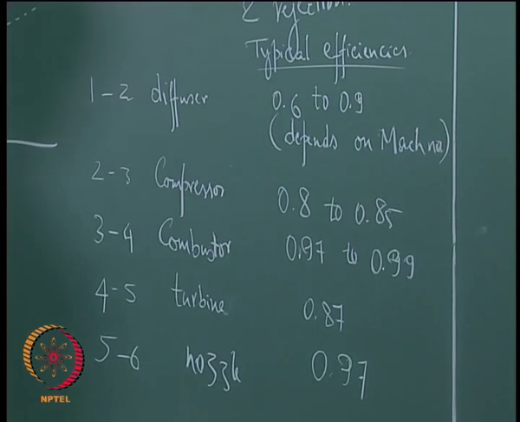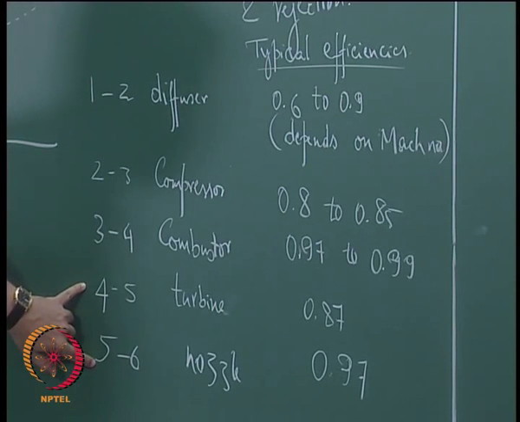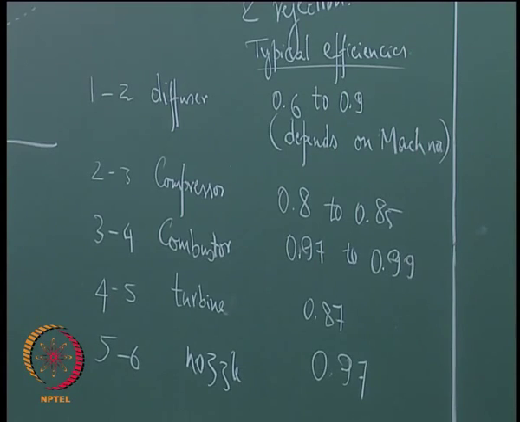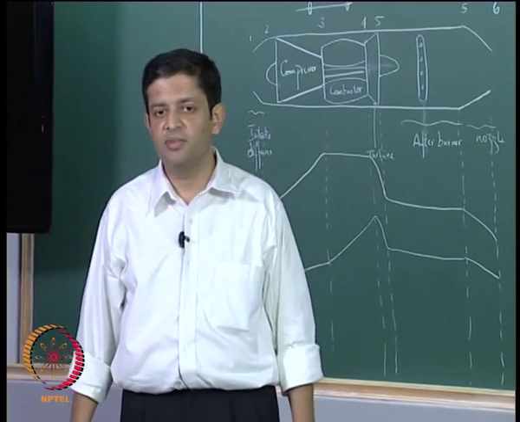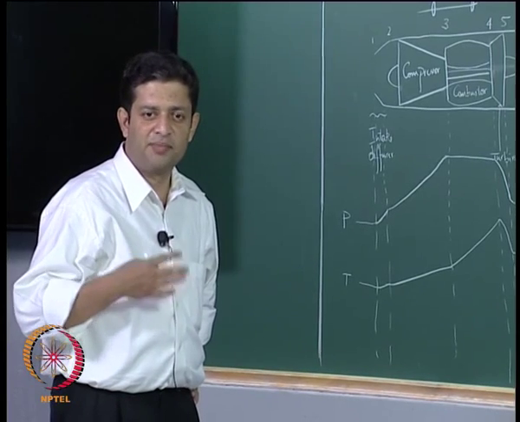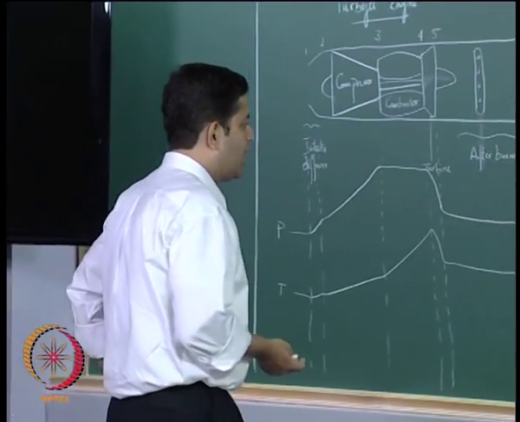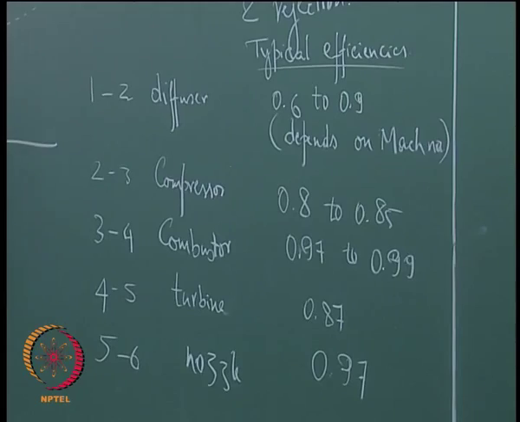You will notice that the efficiencies for these two processes are much lower than efficiencies for these two processes. Why do you think that is? Yes. If you take a look at the diffuser or the compressor, in the diffuser and the compressor, the pressure is increasing, so you have what is known as an adverse pressure gradient. Whereas, if you look at the turbine and the nozzle, there is a favorable pressure gradient. Okay. So therefore, the efficiencies with turbine and nozzle are bound to be higher than efficiencies with diffuser and compressor.